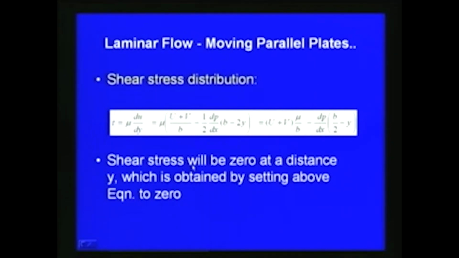So, similar to this, shear stress will be 0 at a distance y, which is obtained by setting the above equation to 0, in a very similar way to what we have seen in the case of velocity. Shear stress also, at some location, will be 0; we can equate the shear stress to 0 to find out where it will be 0.